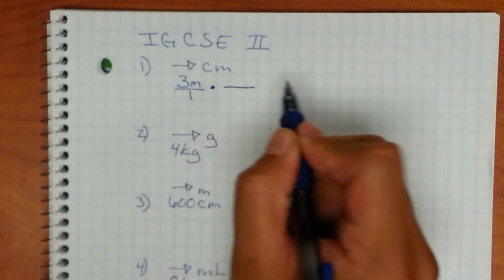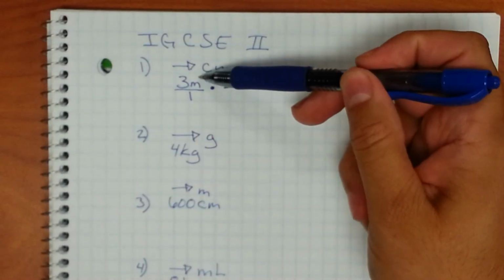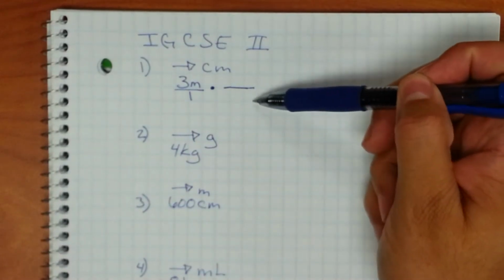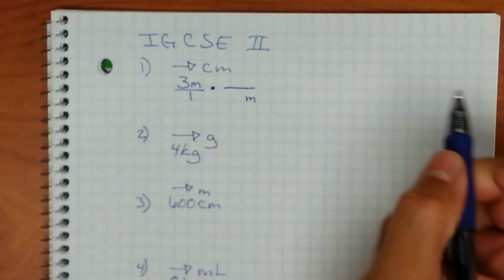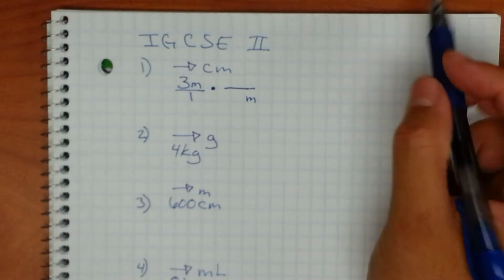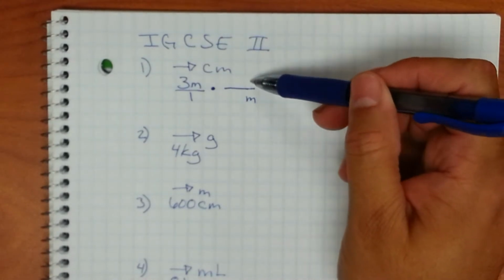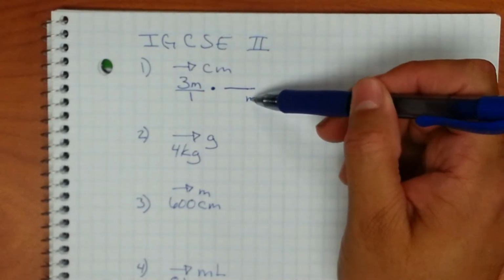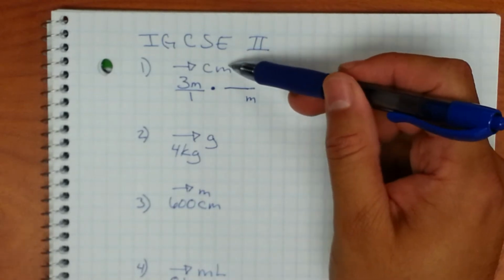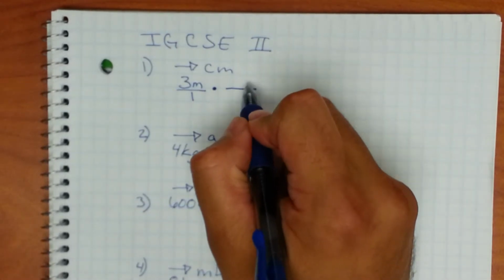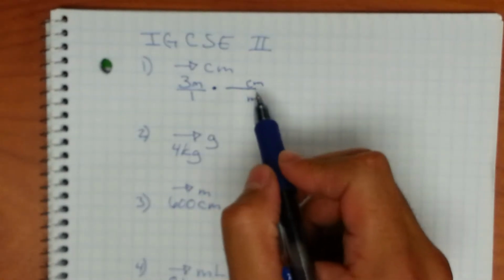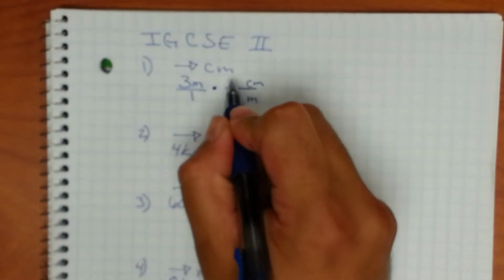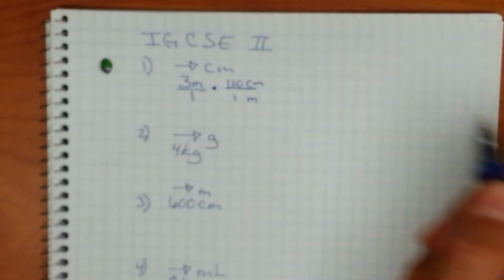To be able to cancel out meters, I have meters here on top. I need to cancel out with meters on the bottom. So I need to have meters down here for them to cancel. Now on the unit conversion that I gave you, so you could look at that, we have meters to centimeters. So we're turning these meters into centimeters. So right here I have centimeters. Now off my page that I have that 1 meter is 100 centimeters.